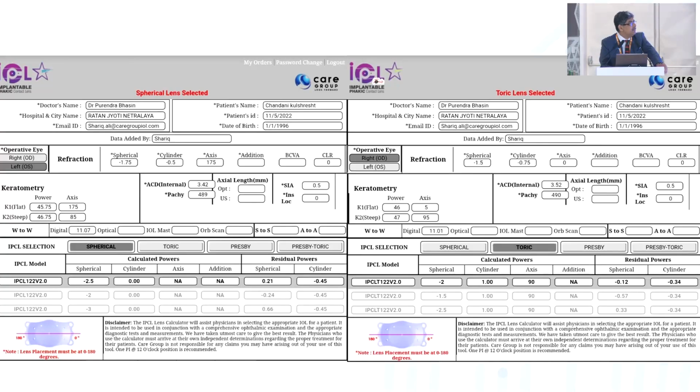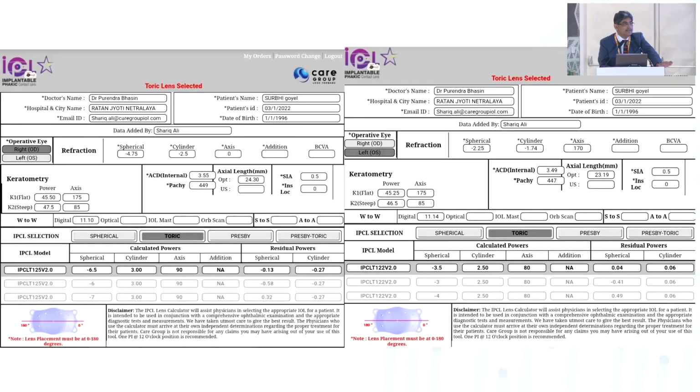And this is the sheet which comes from the CARE group with similar findings, and similar things should be seen. The advantage with the CARE group lenses is that they are smart toric lenses. So you just have to place the lens in the 0-180 degree axis. You don't have to rotate it 10 degrees to this side or that side, which is the plan that will be given in the toric IOL platform. But these are smart toric lenses.